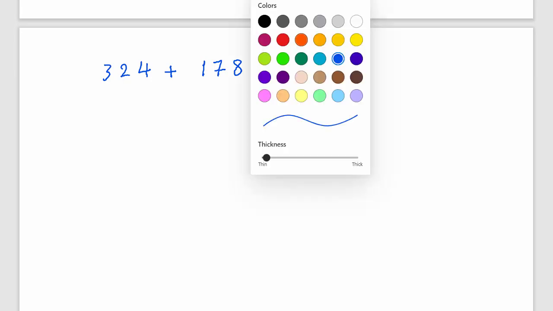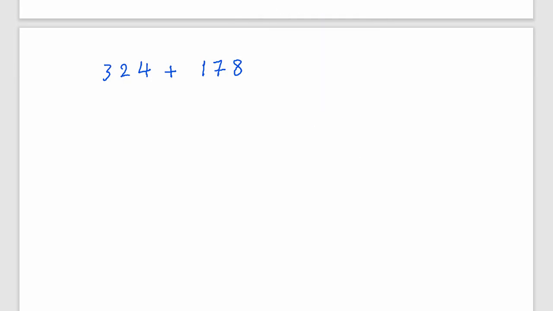324 plus 178. And the first time I will round the two numbers to the nearest 10 to estimate, and in the next time I will round them to the nearest 100, and after that I will use compatible numbers.